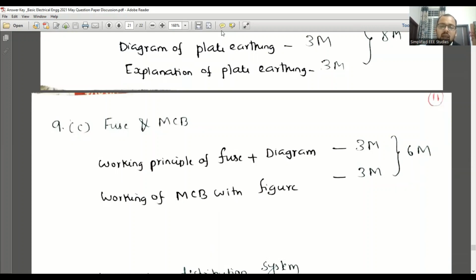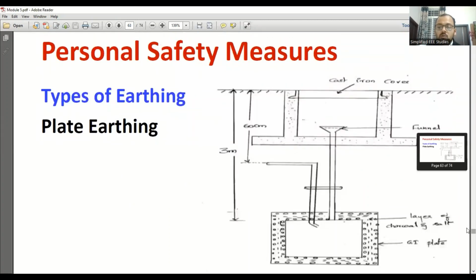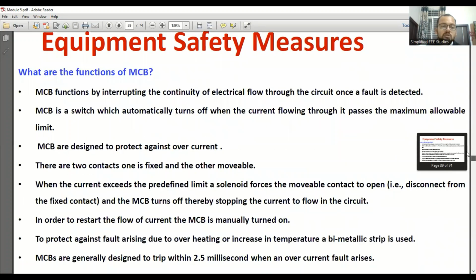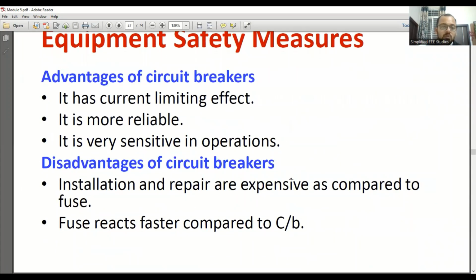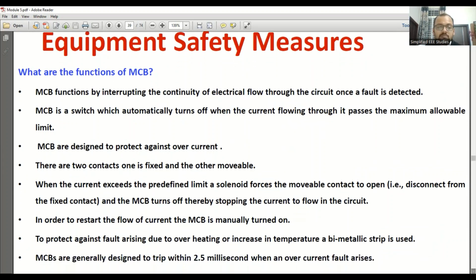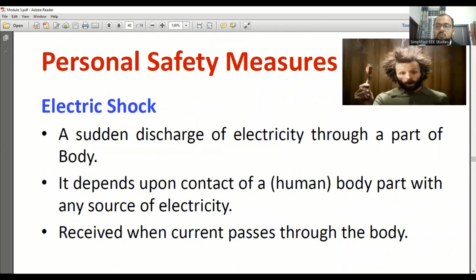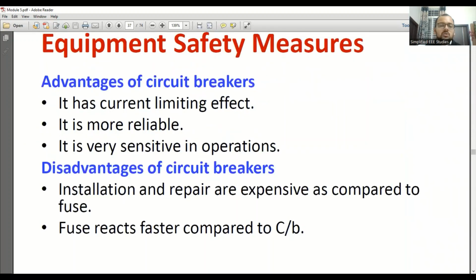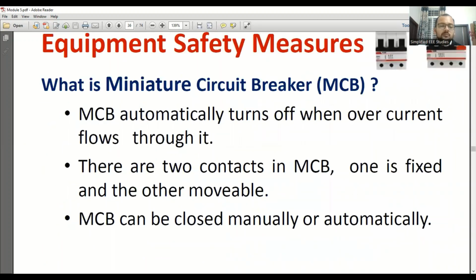What are all the points you can add in fuse? Let me show you. Go through the slide. Regarding the fuse and MCB, go through the MCB. Why MCB? What is the necessity of MCB? I have explained in brief. Go through that. What are the major segments of MCB? How does MCB operate? Those points you can explain in brief. These points are more than sufficient.